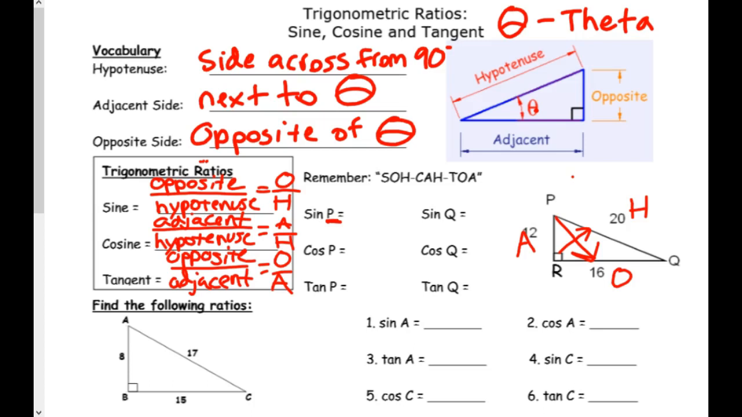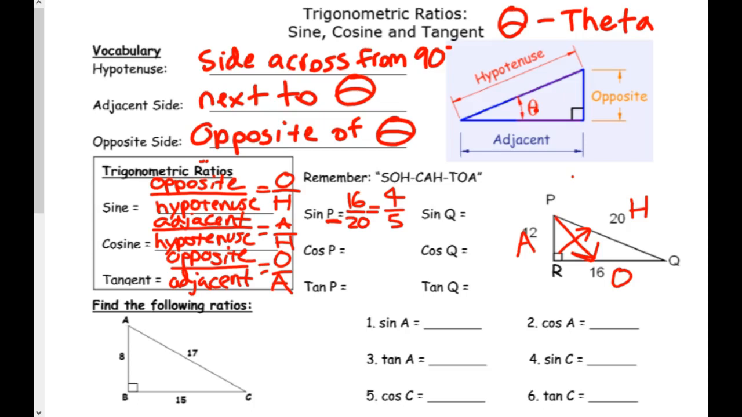So, student, can you tell me the sine of P? What's O over H? O is 16 over 20. Very good. You just make a fraction with the numbers of O and H. So 16 over 20. Very good. And then reduce that fraction. I'll help you out. It's 4 over 5. Do you see how I did that?